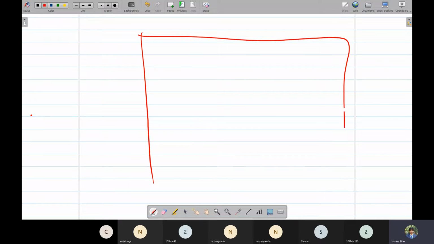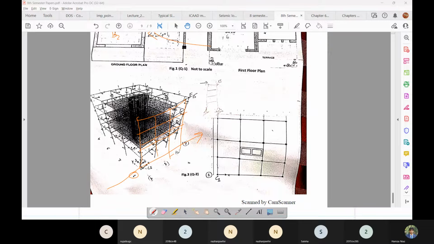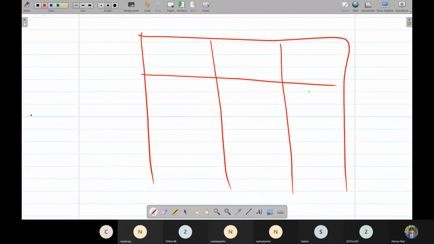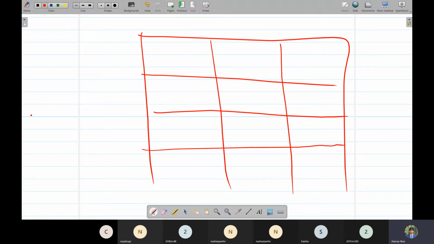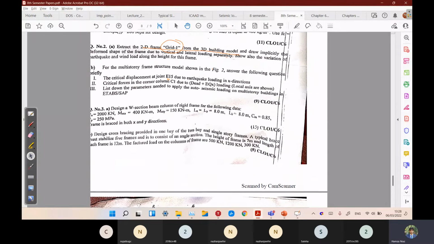So this is our frame. That, for example, this was in 4. Yes, ABCD 4. So we have 4 points and 1, 2, 3, and 4 beams. So this is like this. So this is grid at 1. We have extracted grid 1.